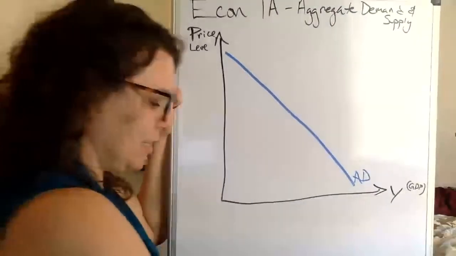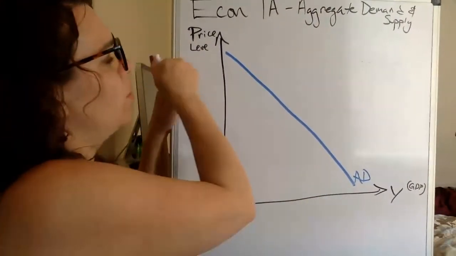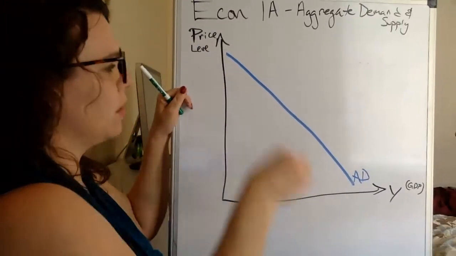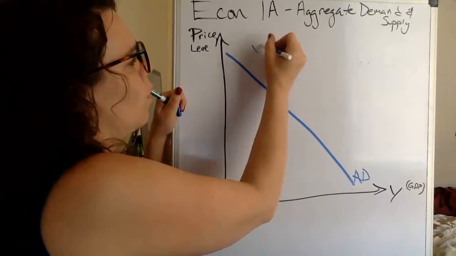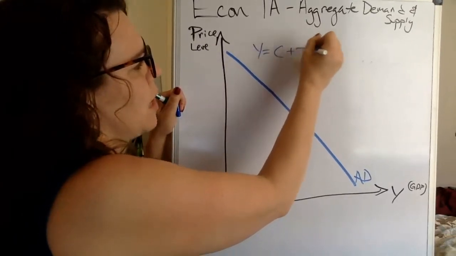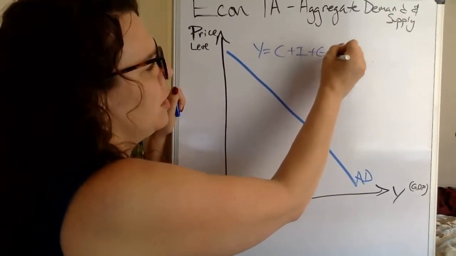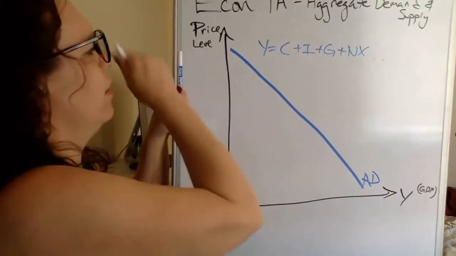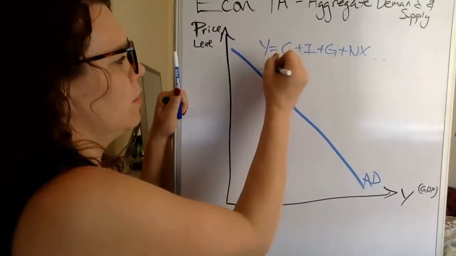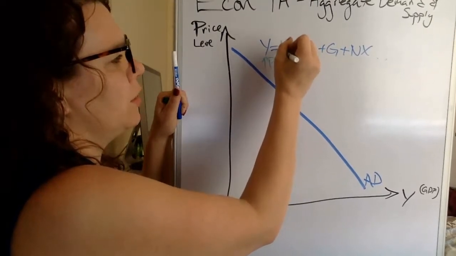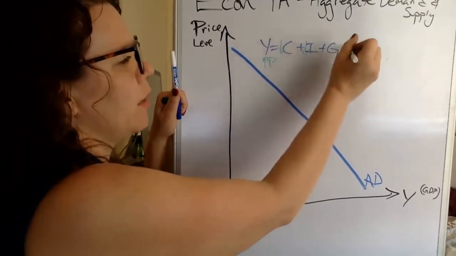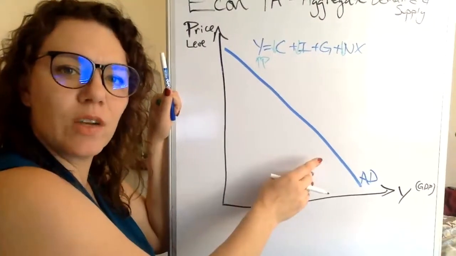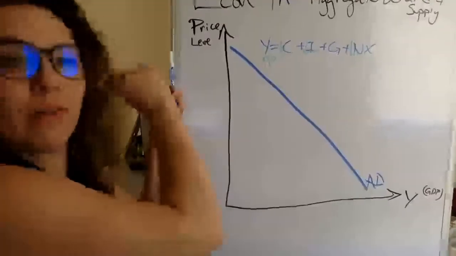So the idea there is that of those elements of GDP, right? Y equals C plus I plus G plus NX. If the price level goes up, that's going to decrease consumption spending, decrease investment spending, and decrease net exports. And so we have a negatively sloped aggregate demand curve for that reason.